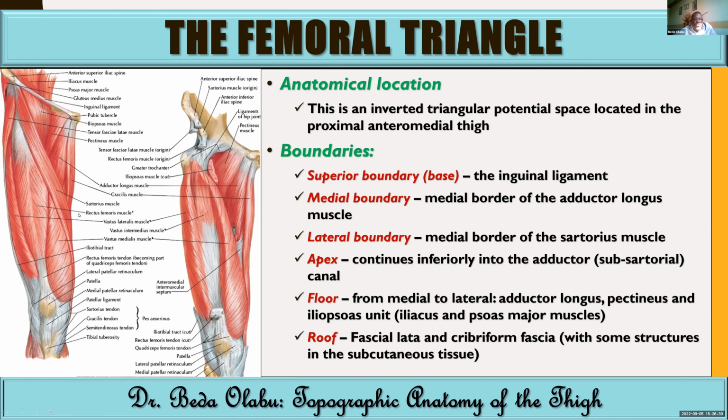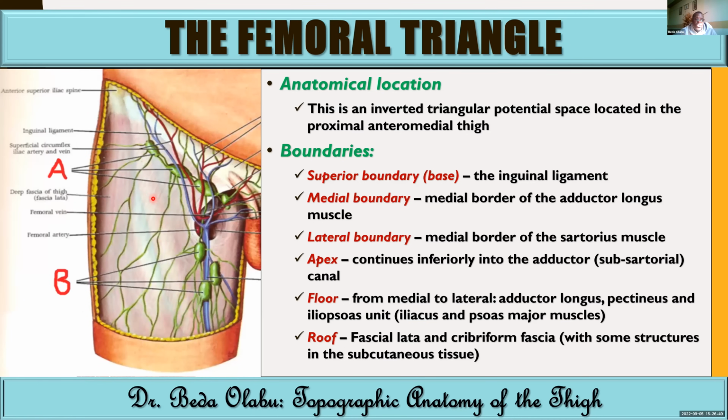The roof of the femoral triangle is formed by fascia lata that covers the femoral triangle. But remember, fascia lata has an opening, which we call the saphenous opening. And that saphenous opening is covered by the cribriform fascia. So the saphenous opening covered by cribriform fascia is part of the roof there.